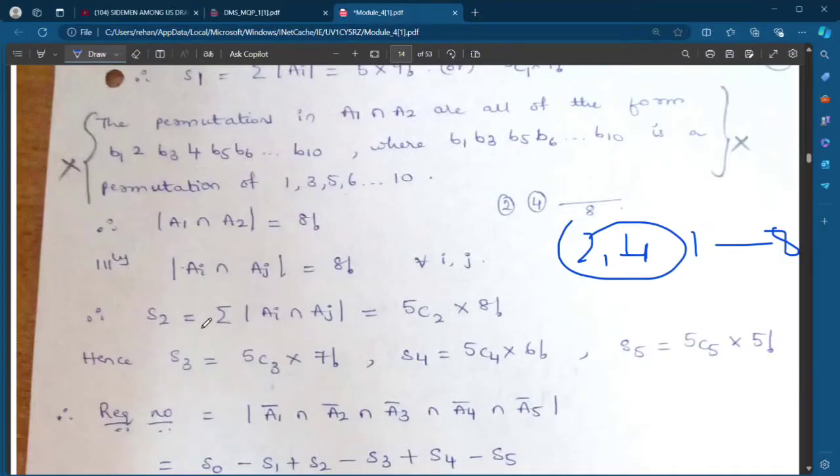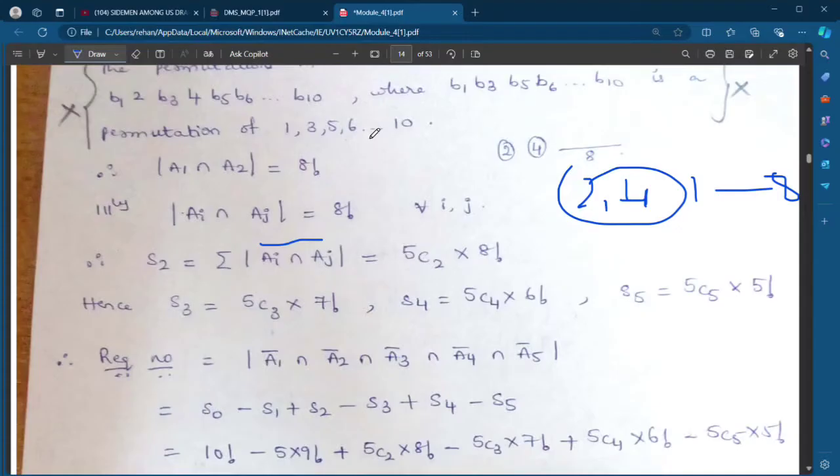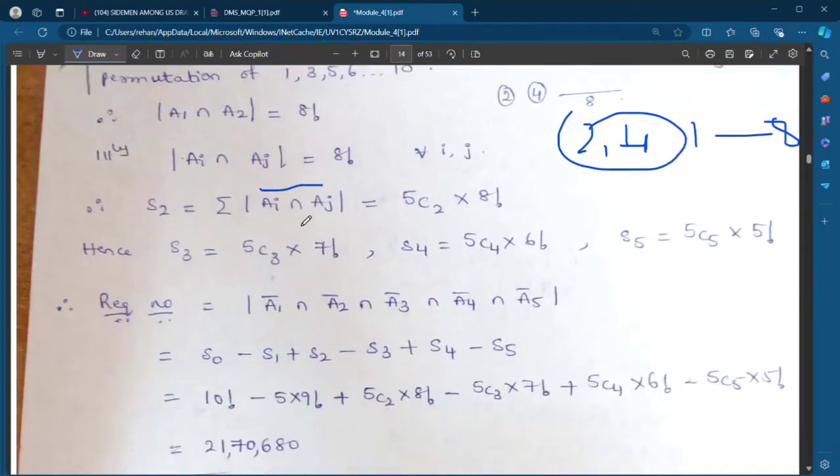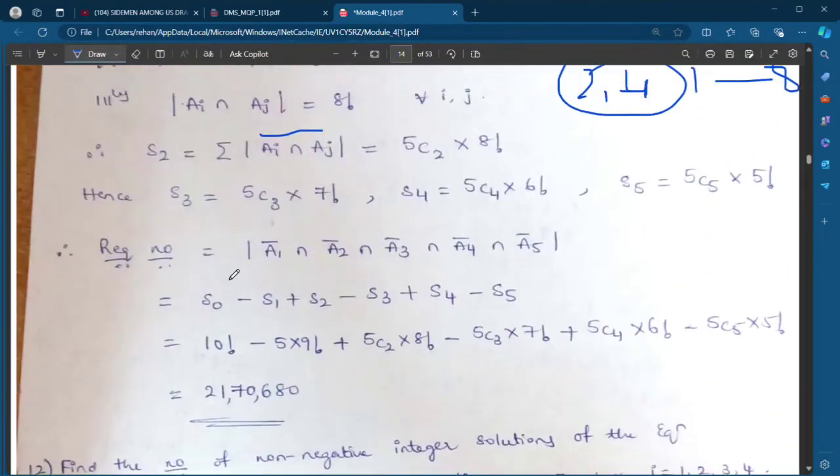Here 5C2 will come. Why 5C2? Because I have 5 sets, A1, A2, A3 and so on, and I am taking 2 of them at a time. Here i is from 1 to 5, so the 5 won't change every time. If I'm taking Ai intersection Aj, then it will be 5C2. If I'm taking Ai intersection Aj intersection Ak, then 5C3 will come. If I'm taking 4 intersections, then 5C4 will come. If I'm taking 5 intersections, 5C5 will come.